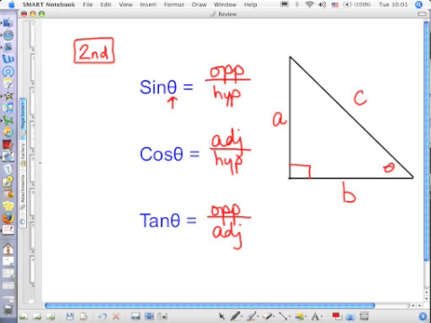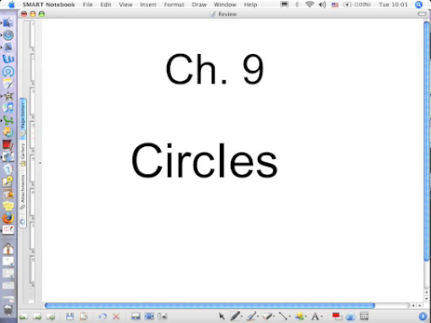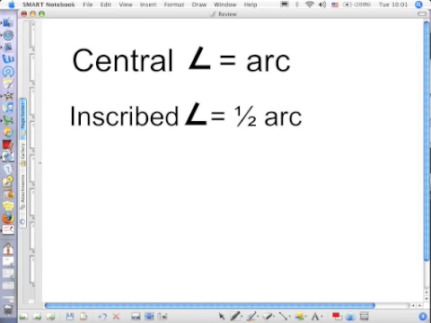Okay? All right, in Chapter 9, we dealt with circles. Let's refresh our memory on all the things we know about circles. All right, we talked about central angles. What makes an angle central?